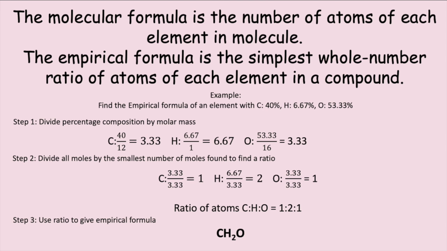Given the percentage composition of a compound, we divide each percentage by the molar mass of every element to give us the number of moles, then divide the number of moles by the smallest number of moles found. This should give you a ratio of every element. You can use this ratio to find the empirical formula.